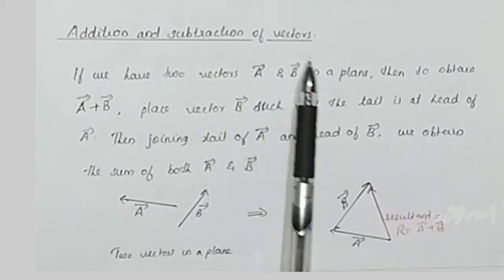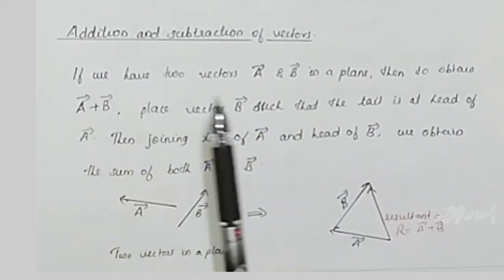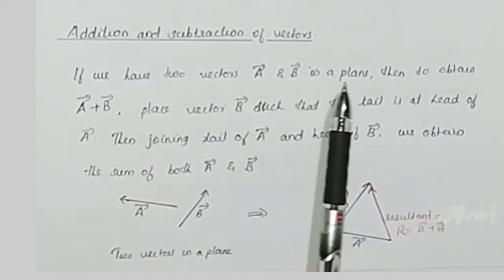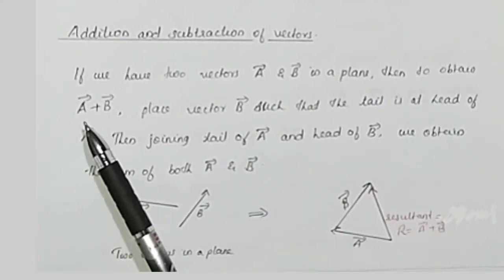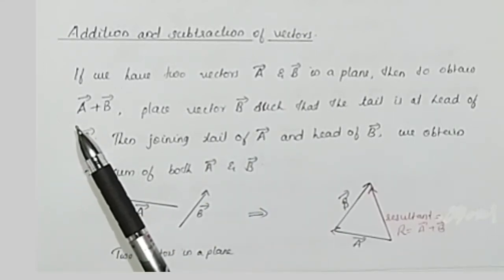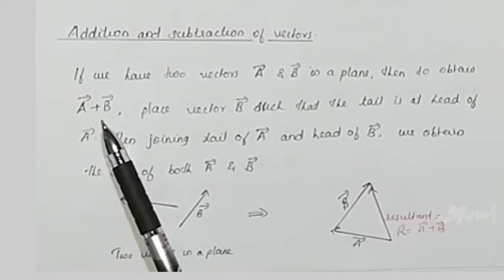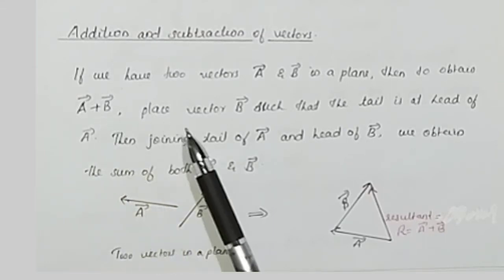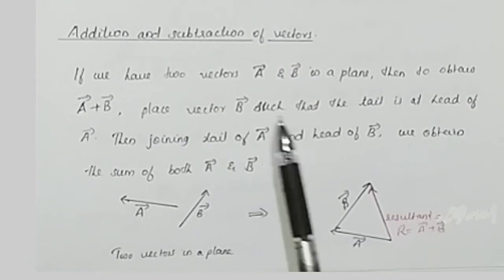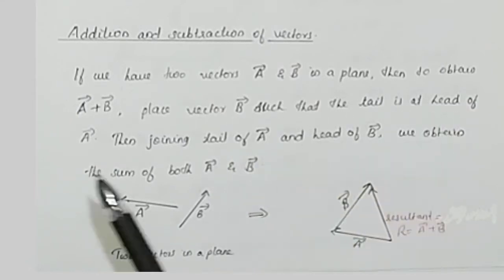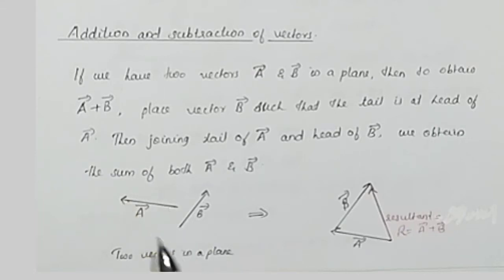Addition and subtraction of vectors. If we have vectors A and B in a plane, then we can obtain the resultant, that is the addition of two vectors, vector A plus vector B. For that, place the vector B such that its tail is at the head of the vector A. Here we have two vectors, vector A and B, which are placed in a plane. Now we are taking the vector B and placing it at the head of the vector A.